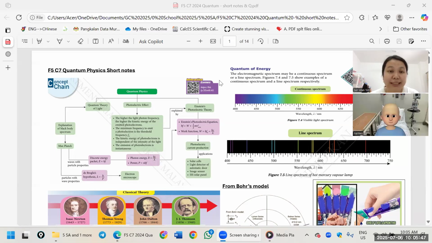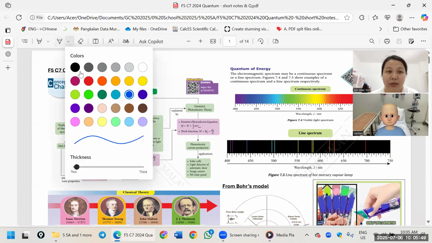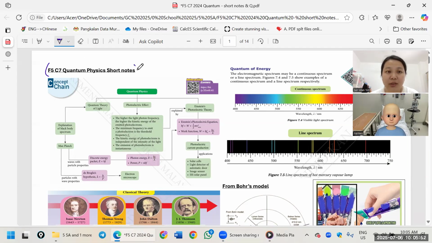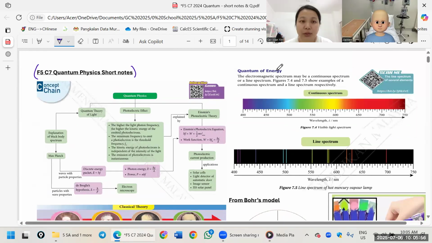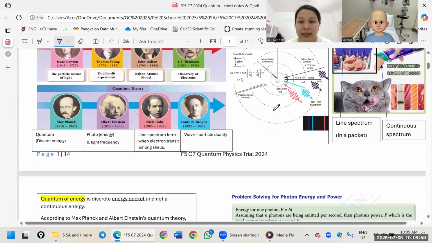Hi Rachel. Now we are going to start from Form 5, Chapter 7, Quantum Physics. Short notes and exercise.